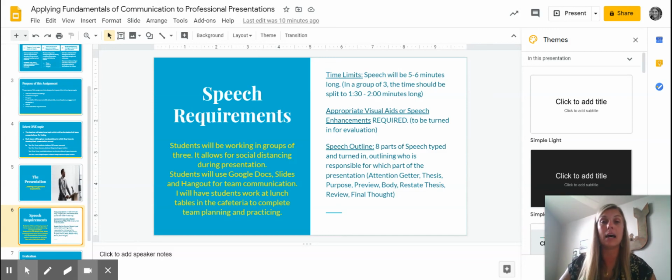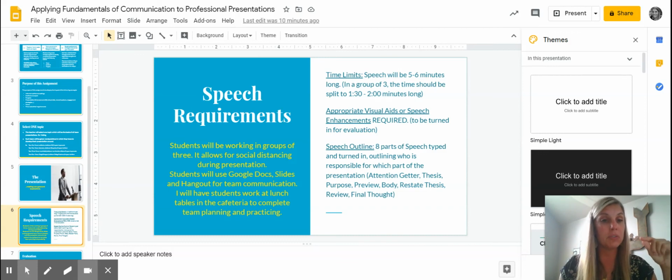Last but not least, I'm going to require 8 parts of speech, a speech outline that will be typed and turned in to me. This will be provided earlier in the assignment so that I can see attention getter, thesis, purpose, preview, body, restate thesis, review, final thought. I see that they know how to put together a nice, clear presentation. Also, I just want to make sure they're on the right track. So if I can look at that speech outline, then I can tell that they're on the right track.